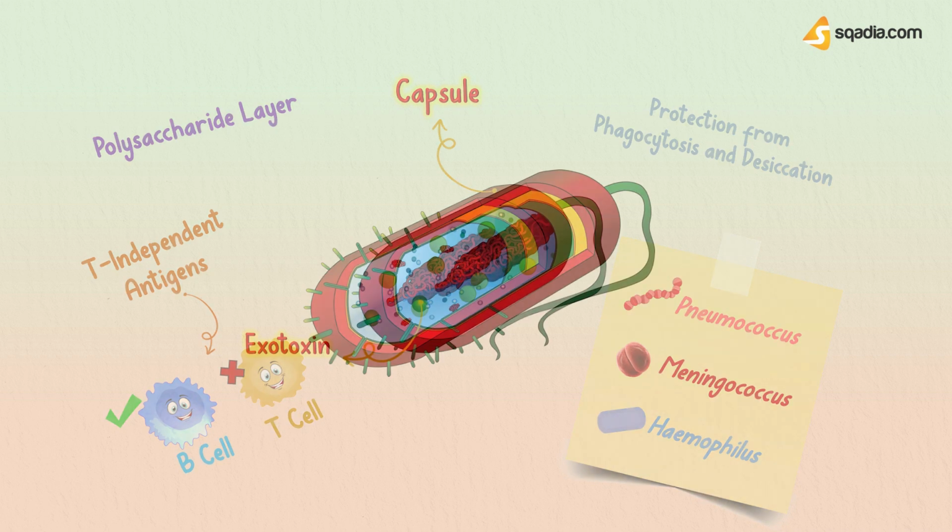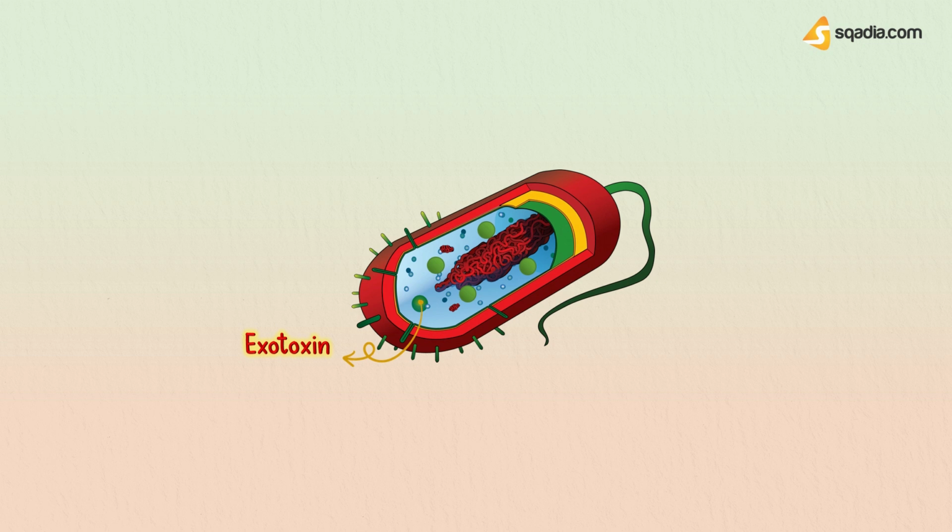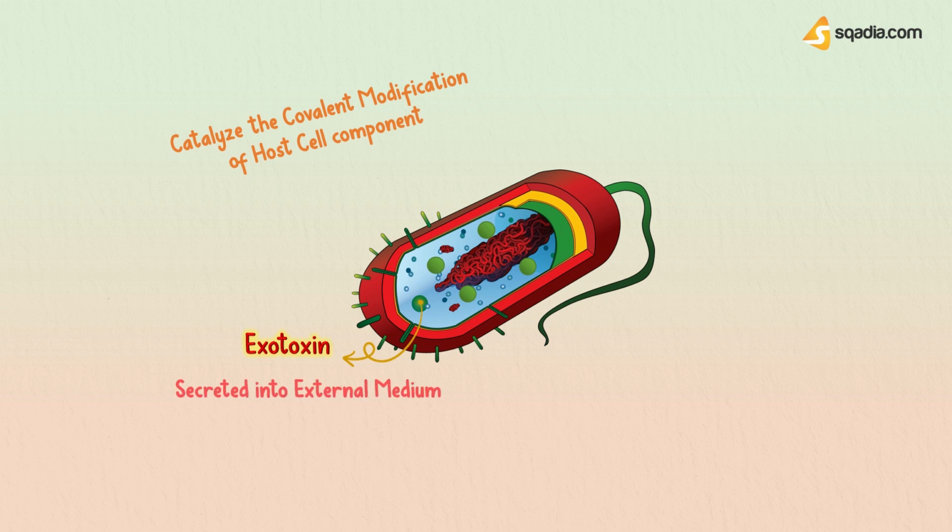Next, we have a group of soluble proteins that are secreted by the bacterium, enter host cells, and catalyze the covalent modification of a host cell component to alter the host cell physiology. Yes, I am talking about exotoxins. Exotoxins, in contrast to endotoxin, are diffusible proteins secreted into the external medium by the pathogen.